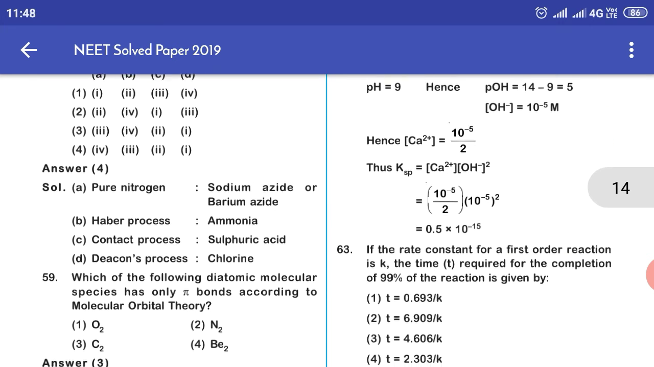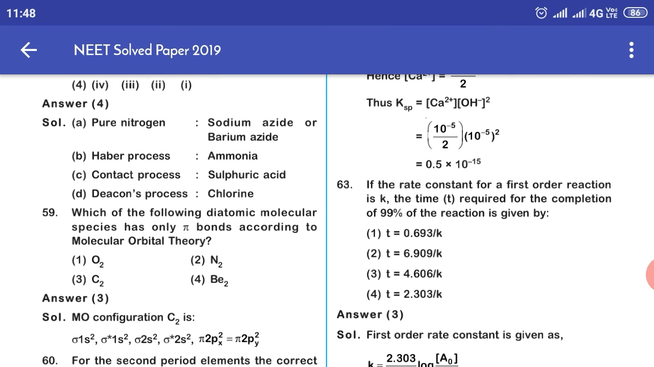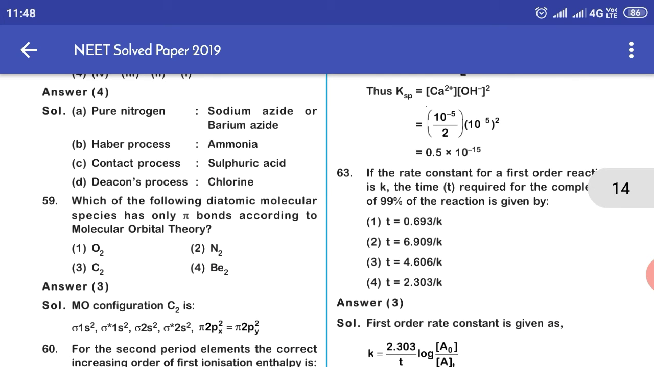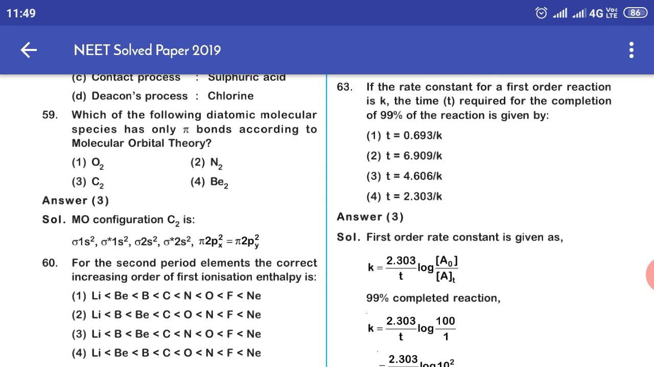Quickly moving to question number 59. Which of the following diatomic molecular species has only pi bonds according to molecular orbital theory? You have to draw the energy level diagram, the molecular orbital diagram. Among oxygen, nitrogen, carbon and beryllium, the molecule with only pi bonds is carbon, C2. I made a video on molecular orbital theory, on how we draw the energy level diagram and calculate bond order easily. For answering these questions, we have to draw the energy level diagram.